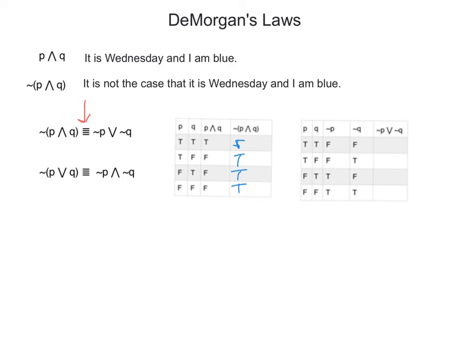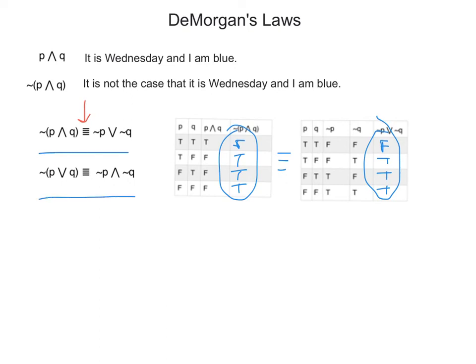For the right-hand side, not P or not Q, we already have P, Q, not Q in our chart. As a reminder, the rule for or is at least one of them must be true, which leaves us with false, true, true, true. And so what you can see is, in fact, these two truth tables are equivalent. Their final columns are exactly the same. And so therefore, the DeMorgan's law is true. I will leave you to prove the second DeMorgan's law to be true as well.